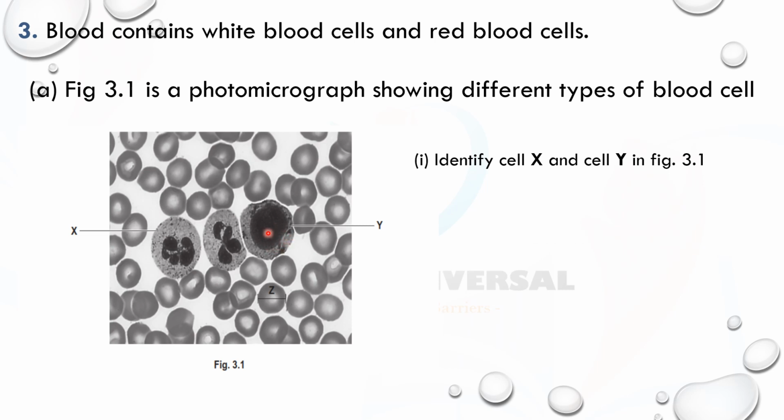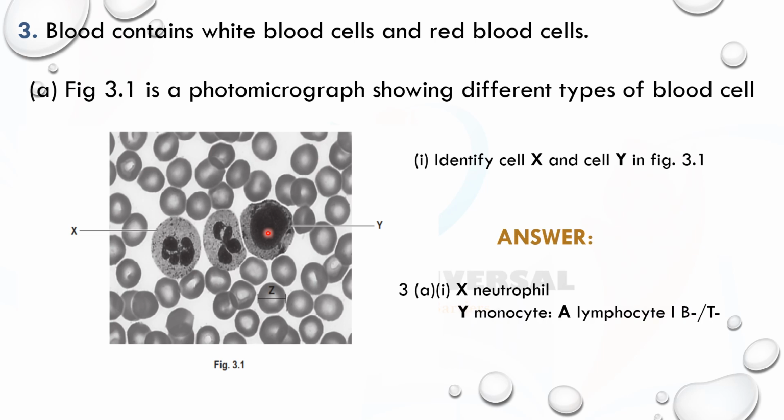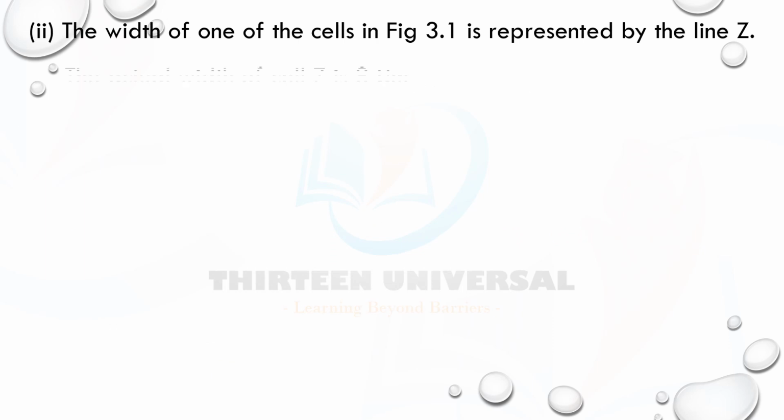So let's look at what the mark scheme says. Mark scheme says X neutrophil, that's correct, Y monocyte. Okay, if somebody mentions lymphocytes, it says accept it. Why? Because the nucleus appears a bit compact and occupies a lot of space. But don't forget that for monocyte, it's kidney shaped. Okay. All right, let's go to the next question on this.